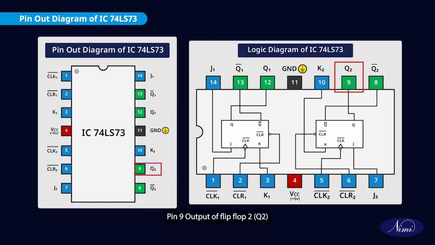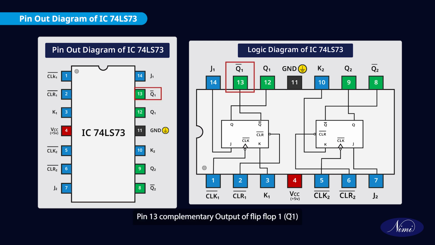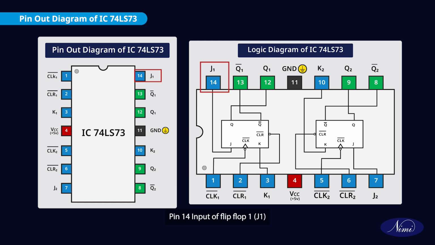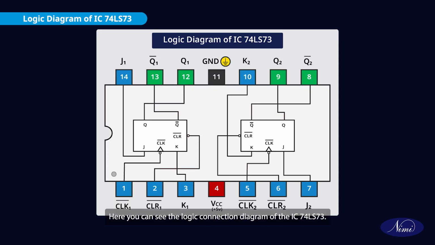Pin 9, output of flip-flop 2 Q2. Pin 10, input of flip-flop 2 K2. Pin 11, connected to ground GND. Pin 12, output of flip-flop 1 Q1. Pin 13, complementary output of flip-flop 1 Q1. Pin 14, input of flip-flop 1 J1. Here you can see the logic connection diagram of the IC74LS73.